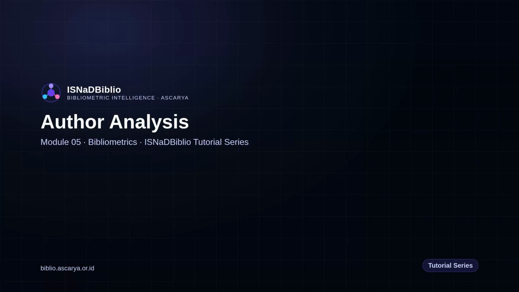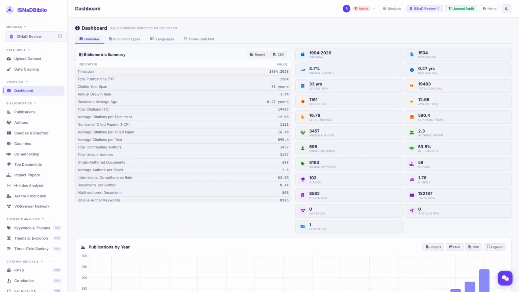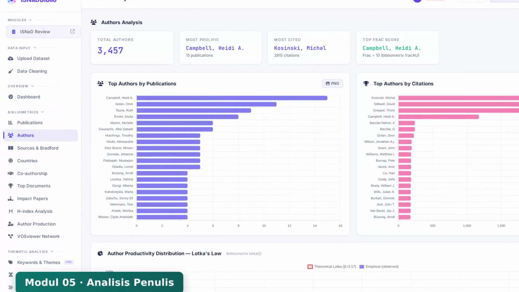In Module 05, we explore the author analysis module. This is where you find out who the most productive authors are, who carries the most influence, and how author productivity in your field follows a classic law of bibliometrics. Let's begin.